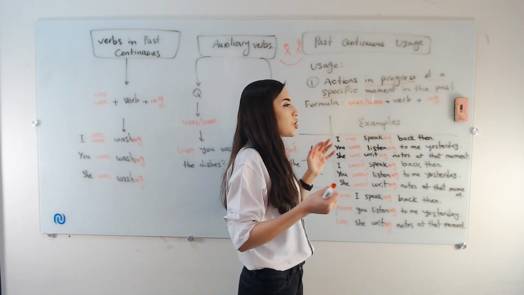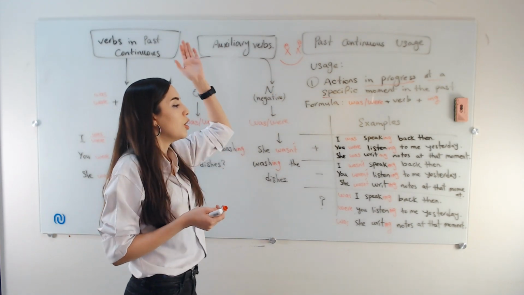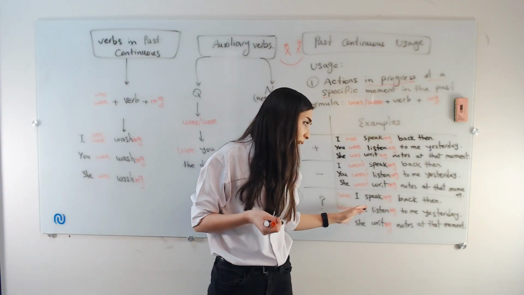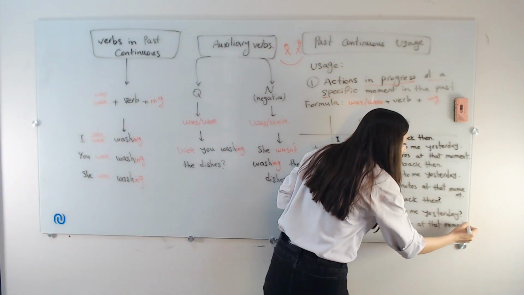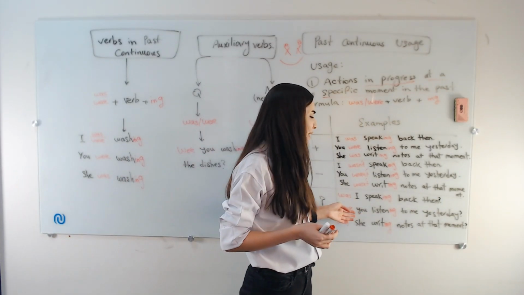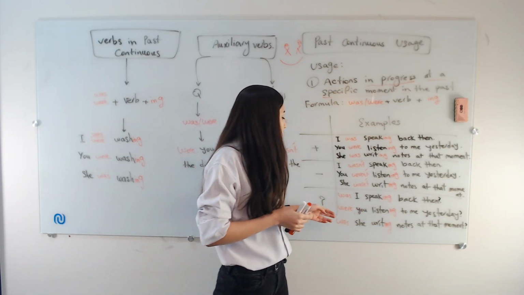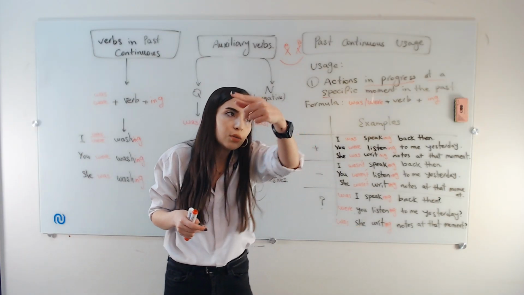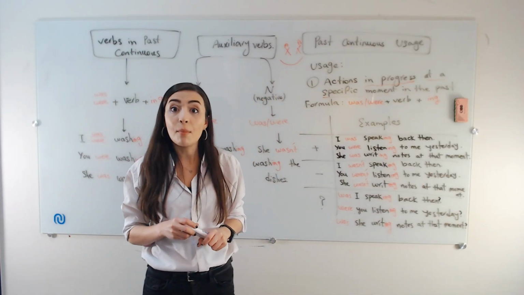For the question, we use the auxiliary verbs. What were the auxiliary verbs? Was, were. We use that at the beginning of the sentence. Was I speaking back then? And the question mark goes here. So you are trying to guess the question. Were you listening to me yesterday? Were you listening to me? Or was she writing notes at that moment?